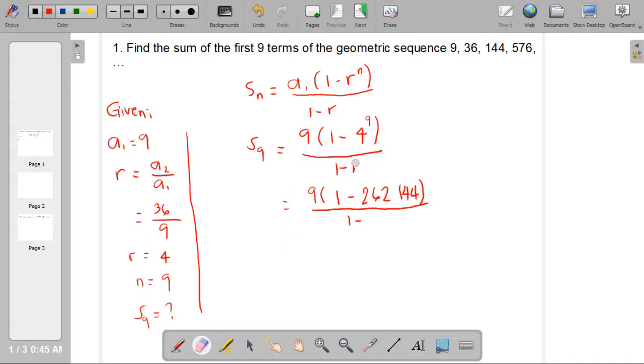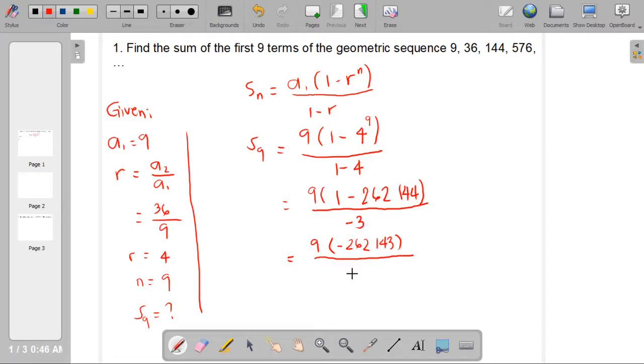Our r here is what we substituted earlier. So your r is equal to 4. And then what is 1 minus 4? 1 minus 4 is equal to negative 3. And that's equal to 9 times, what is 1 minus 262,144? We subtract 1 from it, and the answer will be negative, because the bigger number is subtracted from the smaller, so the result is negative. So that is negative 262,143.